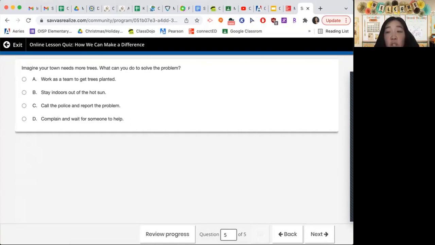Okay, last question. Imagine your town needs more trees. How can you solve that problem? Work as a team to get trees planted. Stay indoors out of the hot sun, call the police and report the problem, complain and wait for someone to help. Work as a team to get the trees planted. Very good. Imagine your town needs more trees. What can you do to solve that problem?